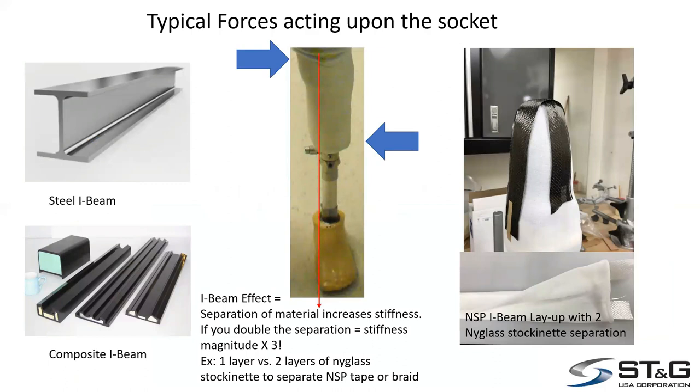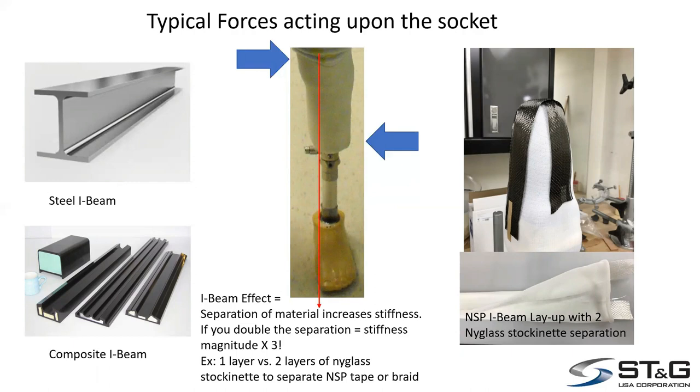When we look at the torque load from single limb balancing, one of the things that helps are the struts, the medial, lateral, anterior, posterior layup that we would normally do. And that's to help address this. Now, when we think of an I-beam, if you're familiar with how they build buildings, it would look like the steel I-beam on the top left. We don't use steel in the prosthesis because it's very bulky and very heavy. When we think about a composite I-beam, you can see in the picture on the lower left, this shape is not quite like an I-beam, but the effect is the same. The I-beam effect is actually the separation of material.